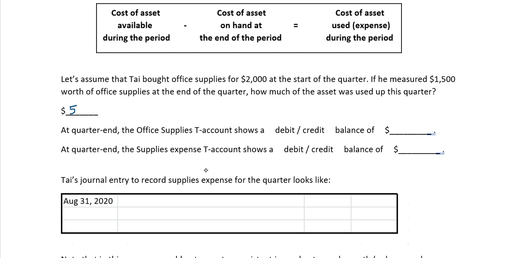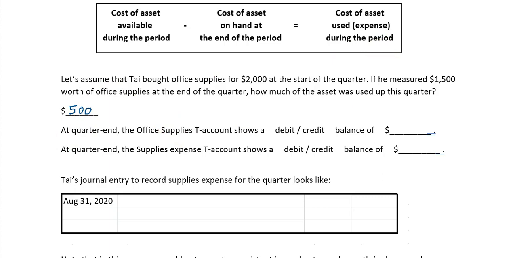Okay, so the answer here is going to be 500. So we have 2,000 available at the start of the quarter, and then 1,500 remaining at the end of the period. And the difference, 2,000 minus 1,500, will be 500. So let's look at the next two questions here.